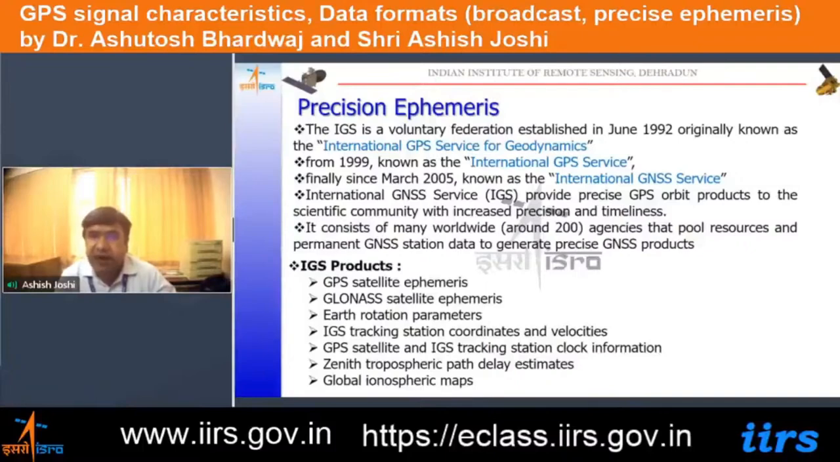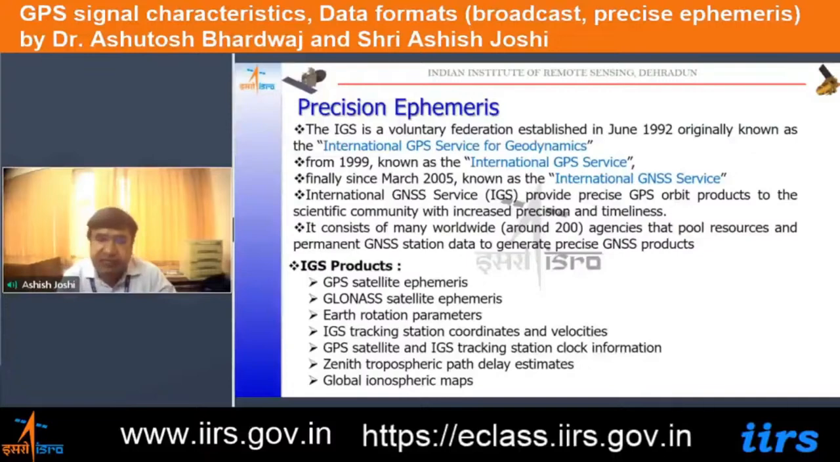So the IGS is providing the satellite state vector at a particular time, so that we can correlate these precise ephemeris with our data, and we can interpolate at a particular time a more precise satellite state vector, and from that satellite state vector we can get more precise positions of our GPS receiver.